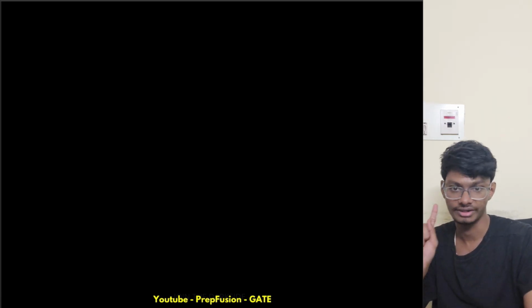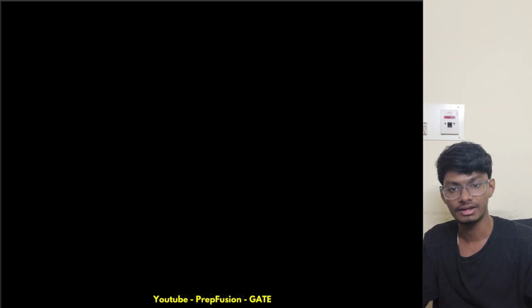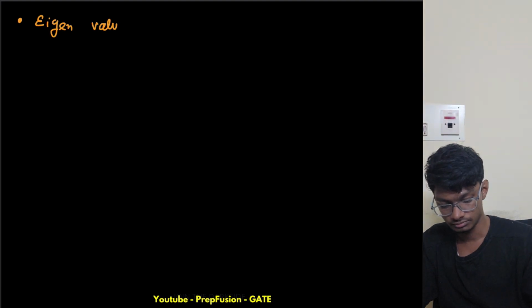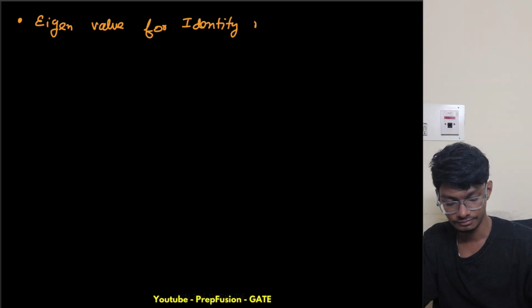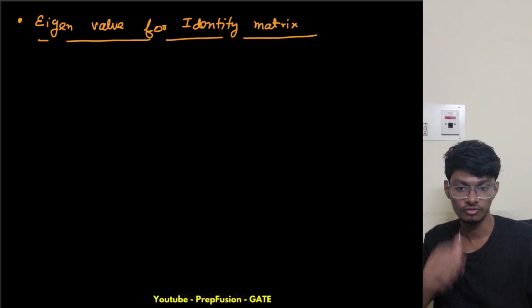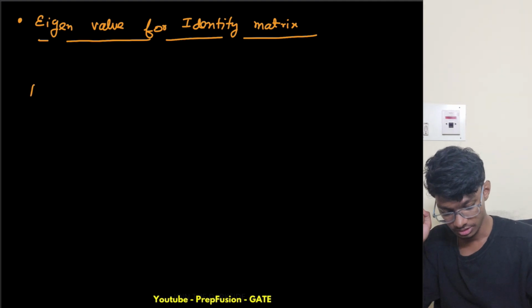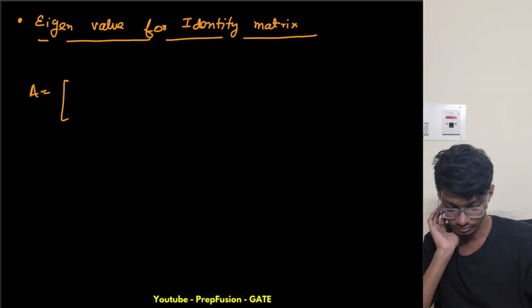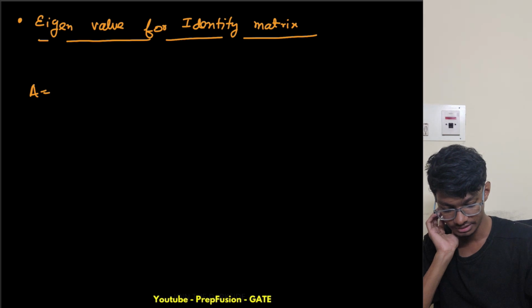Now one more special matrix we have is the identity matrix. What will be the eigenvalue for the identity matrix? So simply, A equals, what is my identity matrix?